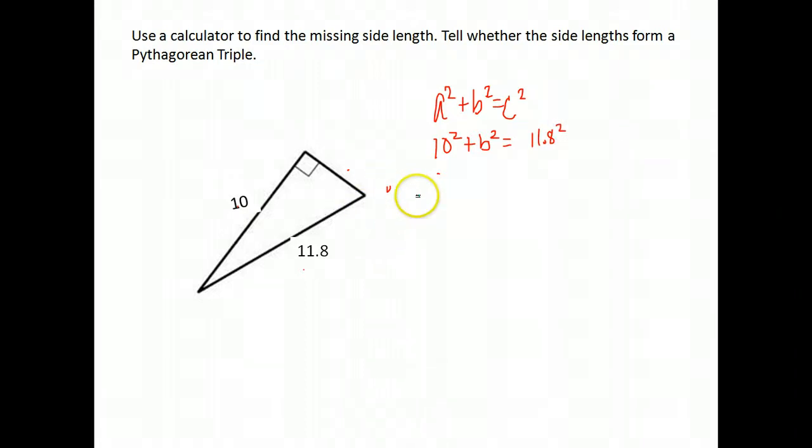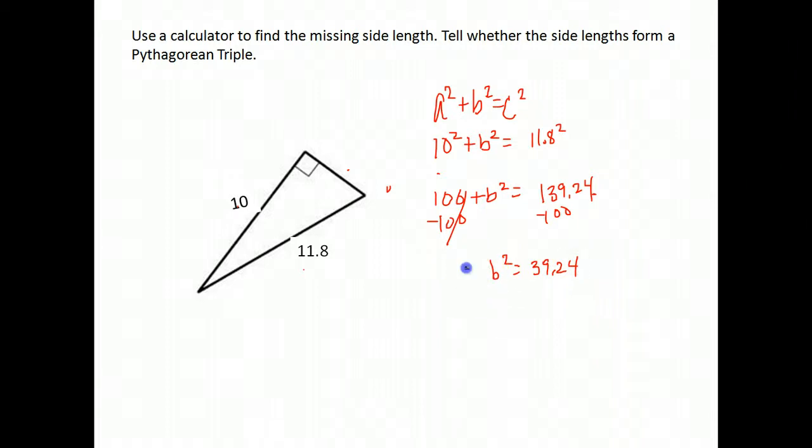Let's do our squaring. 10 squared is 100, plus b squared equals 11.8 squared, which is 139.24. Subtract 100 from both sides. That gives us b squared is 39.24. To get rid of the squared, we're going to take the square root of both sides. What we get is b is about 6.3. Okay, so our missing side is length 6.3.